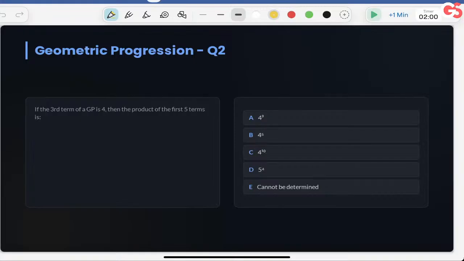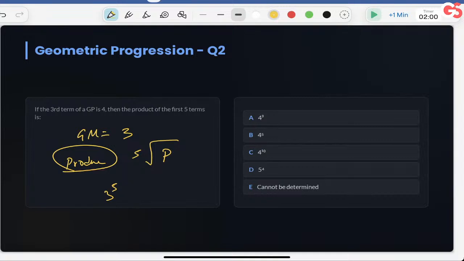This one is easy. Third term. So if there are 5 terms, then third term will always be geometric mean, right? Geometric mean is given as 3. To find the product, what is geometric mean, by the way? There are 5 things, just multiply them, okay? And let's say product is P. So fifth root of it is what we need to find. What is the geometric mean? So 3 to the power 5 will be the value of product, which is 243.